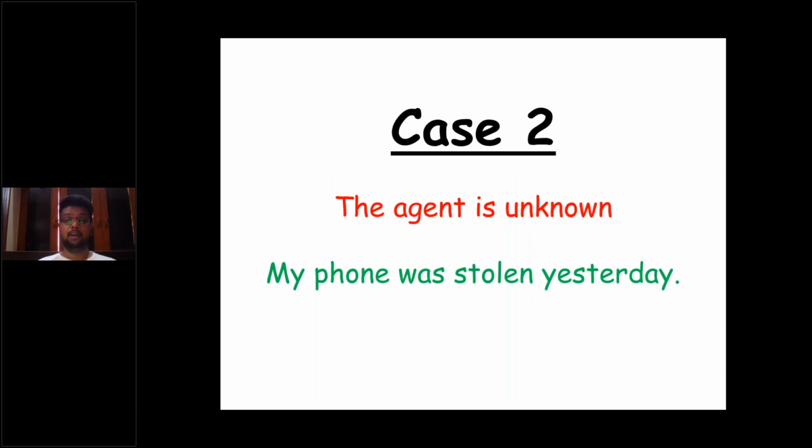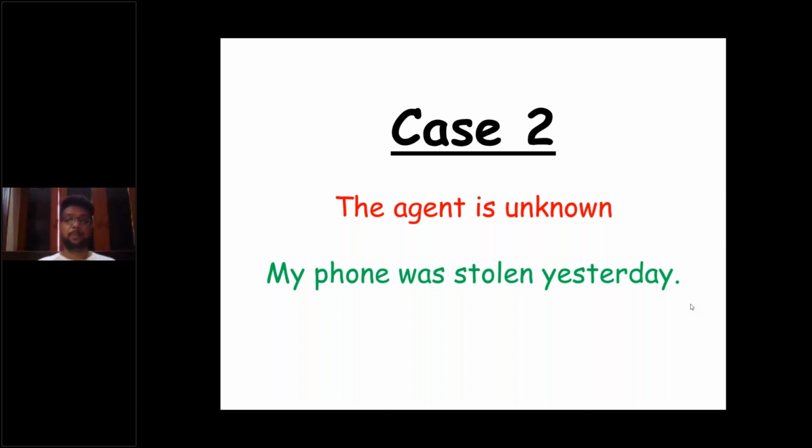For example, my phone was stolen yesterday. Now, what is phone here? What is phone? Kindly write your answers with R, AC, or AG. Phone is the receiver. Very nice. Phone is the receiver. Adi, Aradhna, Jasmine, Aisha, Lindsay, Shruti, Aisha. All of you doing very nice.